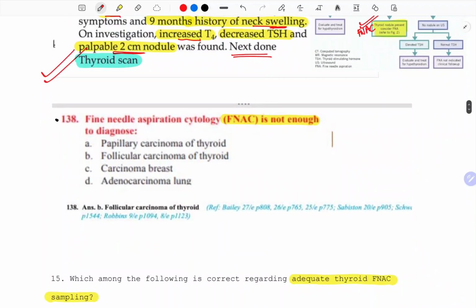Now next question, a fine needle aspiration cytology is not enough. See, FNAC can detect the difference between the benign and the malignant condition, but there is one carcinoma, the follicular carcinoma of the thyroid, where we cannot differentiate between the follicular carcinoma and follicular adenomas. The reason being that the difference between the two is because of the vascular or the capsular invasion, which cannot be diagnosed via the FNAC.